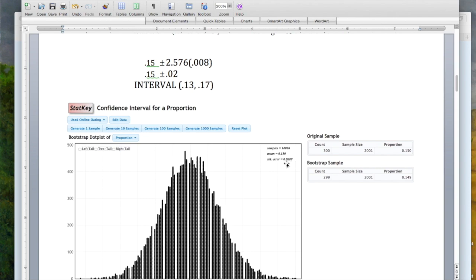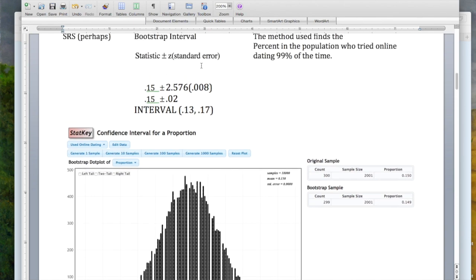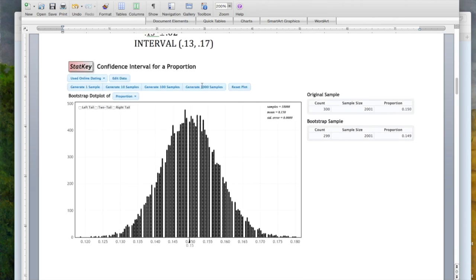But the true number that I'm really after is the standard error. How wide do these bootstraps stray away from the true percentage from the original sample? That number is very important and would go there in its place.